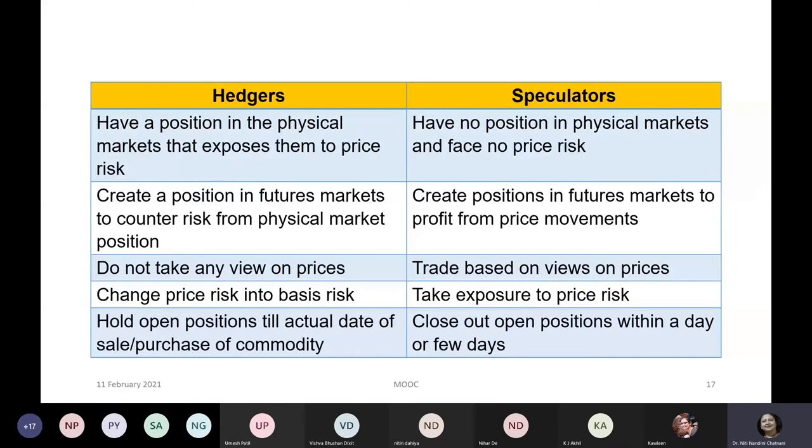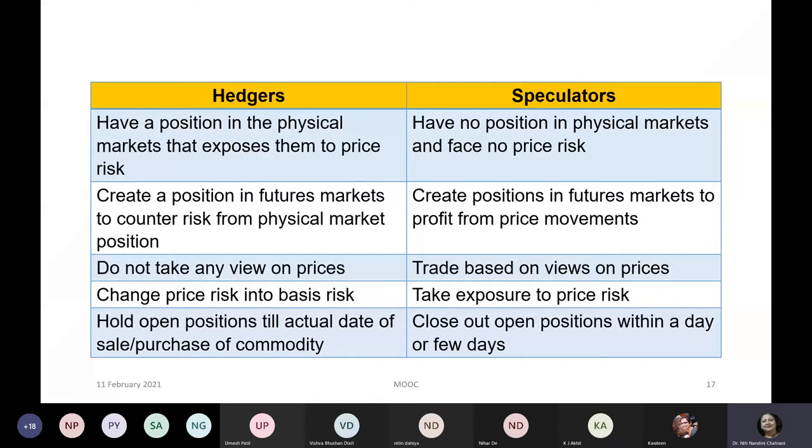Now, on this slide, I have created a table which helps you compare speculators with hedgers. But I think I have discussed all of this, so there should be no need to read through the slide, because I want to move on to discussing the way hedgers will use derivative contracts for protecting themselves against price volatility.